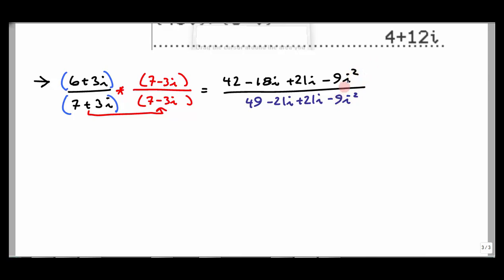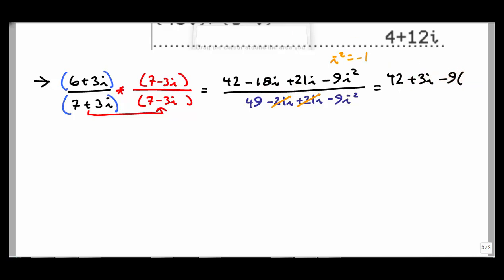Now don't have any temptation to cancel these. You can't cancel terms, you can only cancel factors. But I do see that these negative 21i and positive 21i cancel. And recall that i squared is equal to negative 1, so I can involve that in this step as well. Negative 18i plus 21i is a positive 3i.